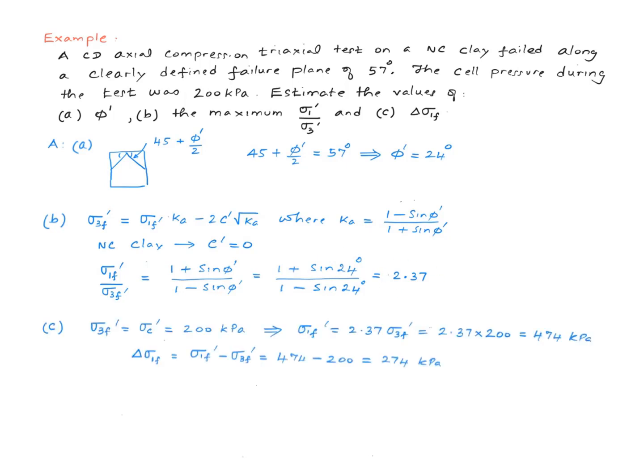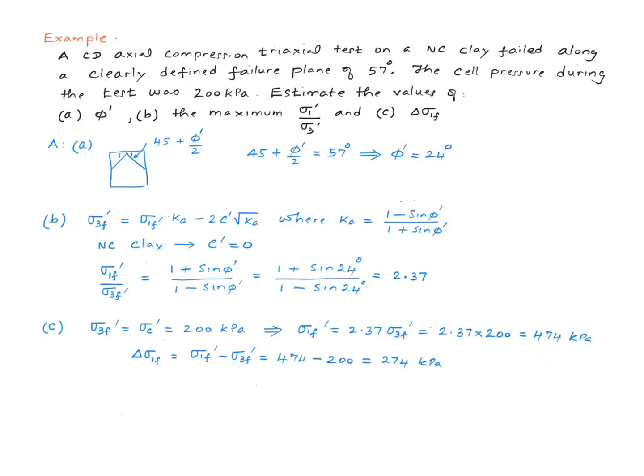So to do the third part here, we recognize that the cell pressure is given as 200 kilopascal. This is a CD test, so there's no pore pressure involved. And this is a standard test. So sigma 3f is equal to the cell pressure in the beginning, and it remains the same throughout the shearing part. Now we have a ratio between sigma 1f prime and sigma 3f prime, which is 2.37. So using that, we get a value of sigma 1f prime, which works out to be 474.